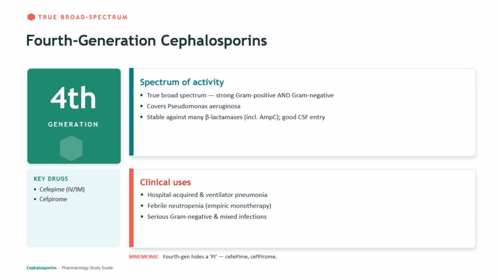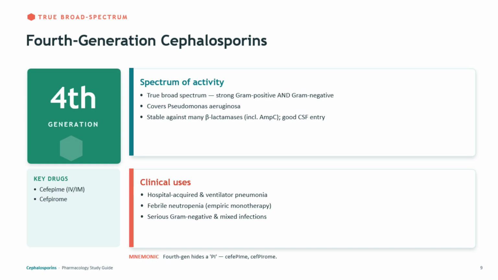Now the fourth generation, which I described earlier as the swing back to true broad spectrum. These drugs are strong against both gram-positive and gram-negative organisms. They cover Pseudomonas aeruginosa, and they're stable against many beta-lactamases, including AmpC enzymes. Plus, they get into the CSF well. The key drug you must know is cefepime, given IV or IM.